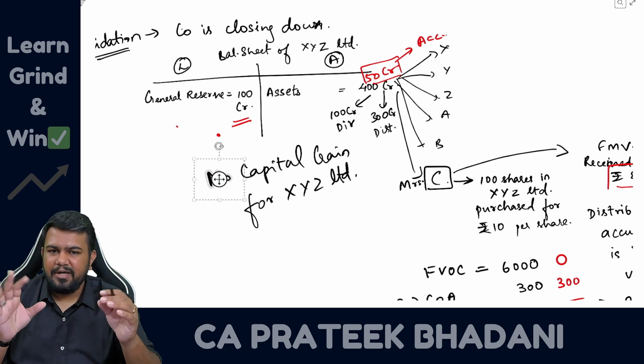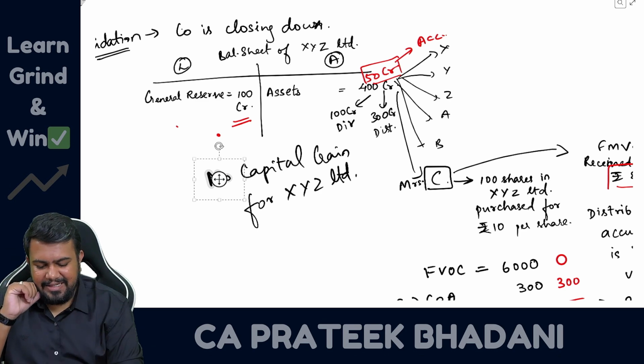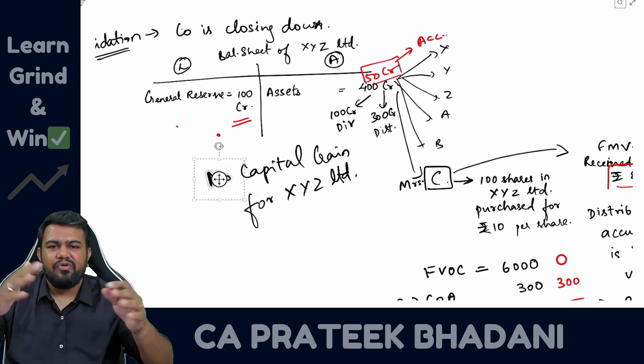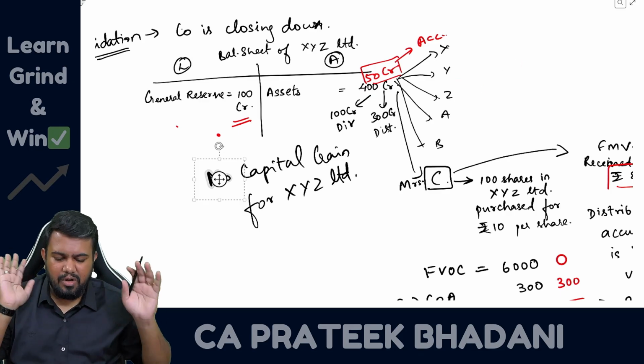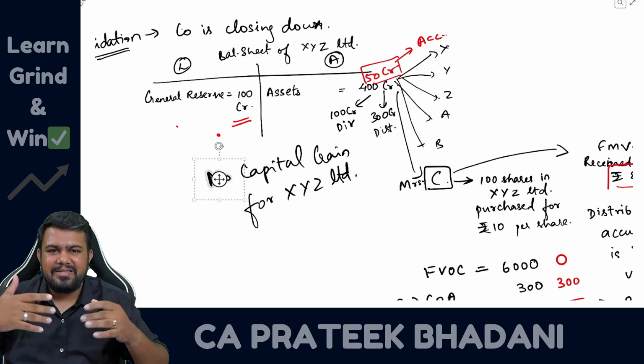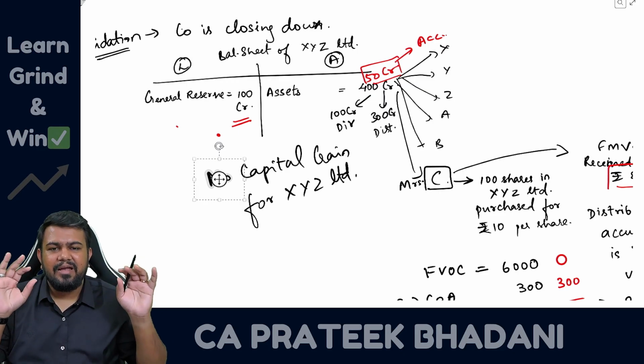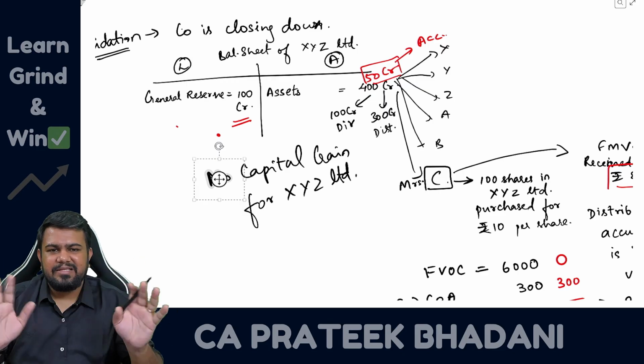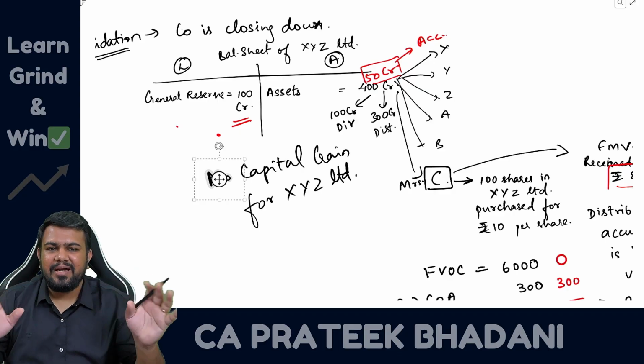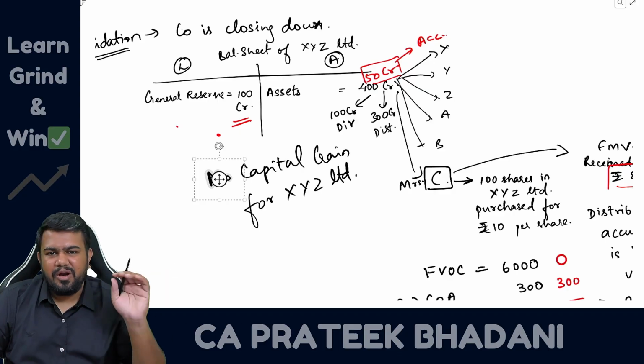So this accumulated profit is 100 crores and the assets that are distributed are 400 crores. This 400 crores worth of assets is distributed to all the shareholders. When the company is distributing this 400 crores of assets, will the company pay any tax? The answer is no. It is a transaction not regarded as a transfer, so the company will not pay any tax.